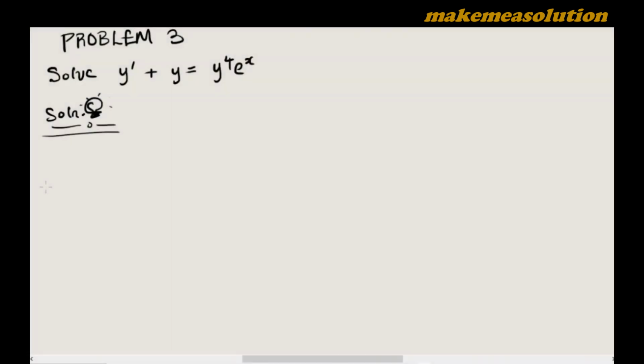So guys, welcome to problem 3. In problem 3 we are looking at y prime plus y is equal to y raised to the power of 4 exponential x. Now to solve this problem, as usual, you convert your y prime to dy dx, then plus y is equal to y raised to the power of 4 exponential x. Call this equation 1.